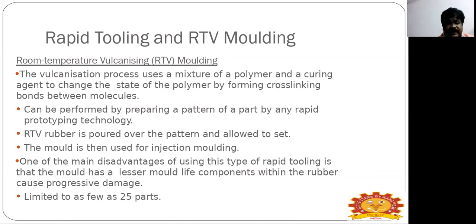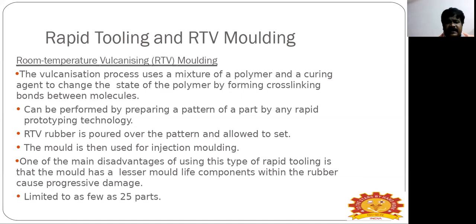So in the case of RTV molding, we use the vulcanization process. In the vulcanization process, we use a mixture of polymer and curing agent for changing the state of the polymer by forming cross-linking bonds between the molecules. We can perform this by preparing the pattern of the part by any rapid prototyping technology. Then we pour the RTV rubber over the pattern and allow it to set. The mold we can use for injection molding.